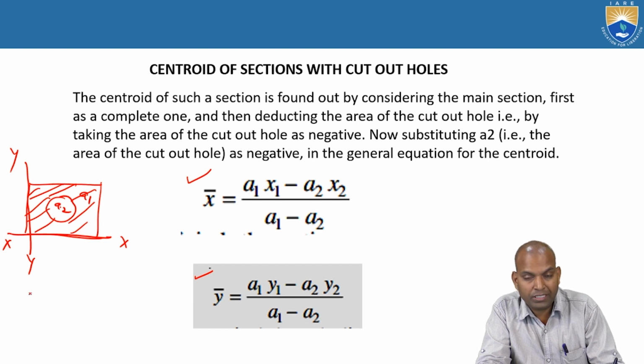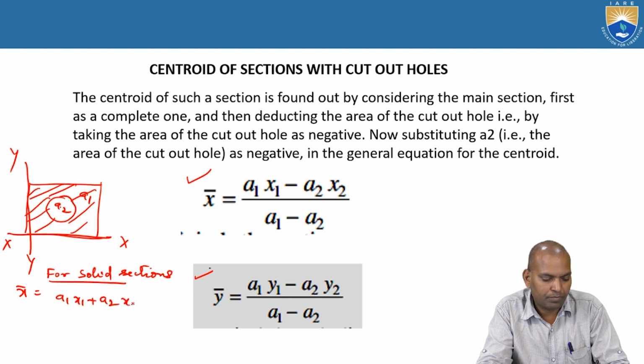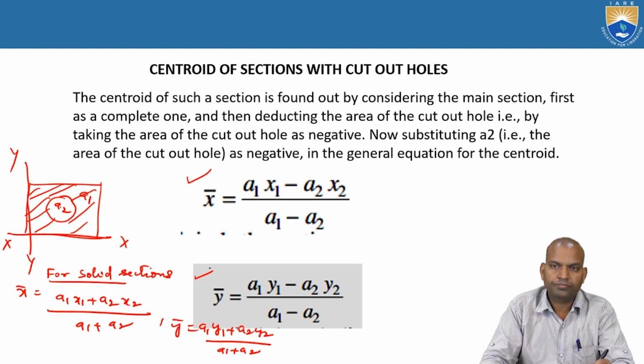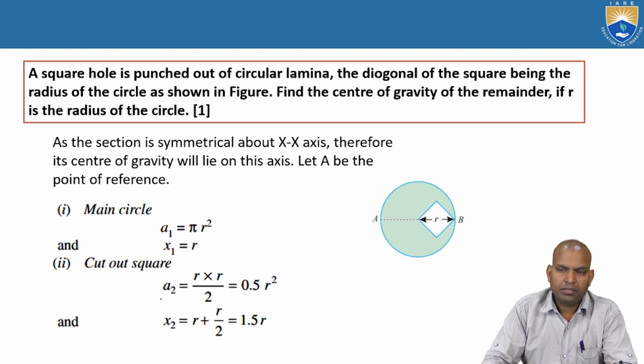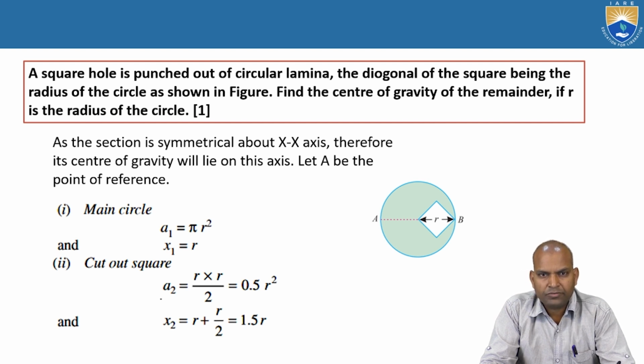In previous sessions, for solid sections where there is no hollow, bar x equals A1 x1 plus A2 x2 by A1 plus A2, whereas bar y equals A1 y1 plus A2 y2 by A1 plus A2. So for hollow sections, bar x equals A1 x1 minus A2 x2 by A1 minus A2. We can understand better by applying those theoretical concepts in solving problems.